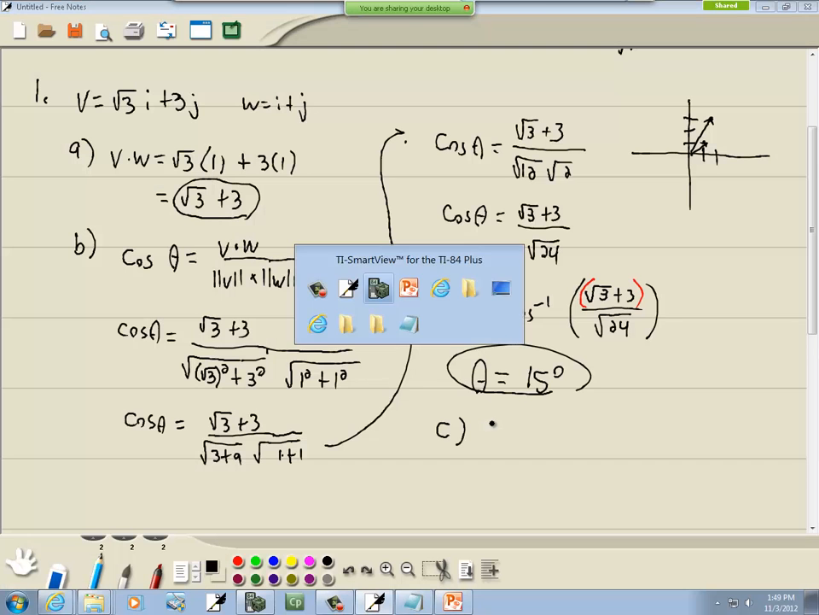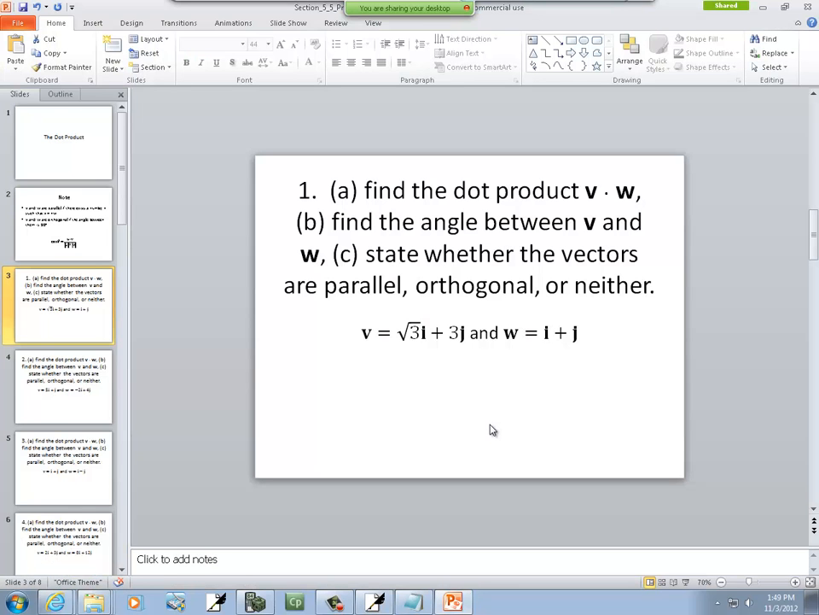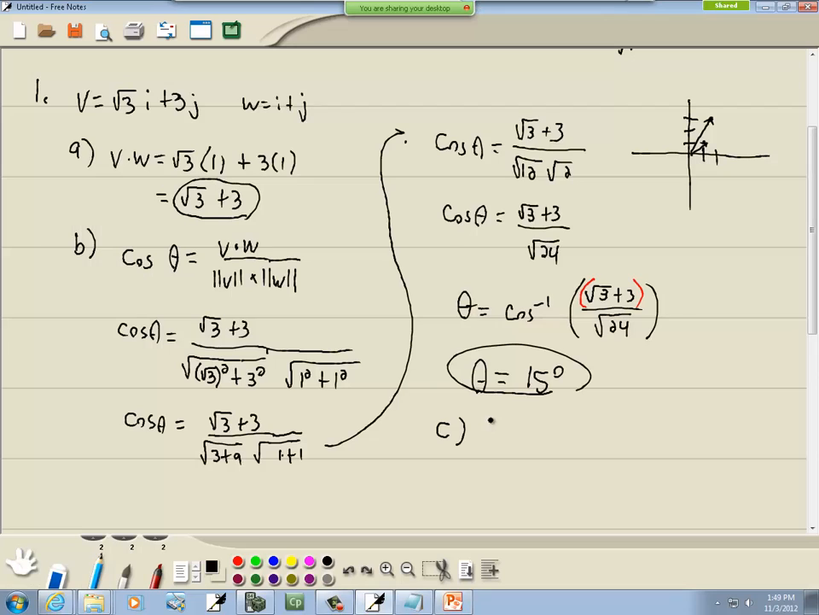Now C says state whether the vectors are parallel, orthogonal, or neither. Okay, parallel. Let's start with one of these. I'll start with the W here. We've got i plus j. If I take this j, I'd have to multiply it by 3 to get this 3j here. Well, if I multiply the i by 3, will I have this? No. So it's not parallel. Orthogonal means your angle is 90 degrees. It's not that, so it's neither.